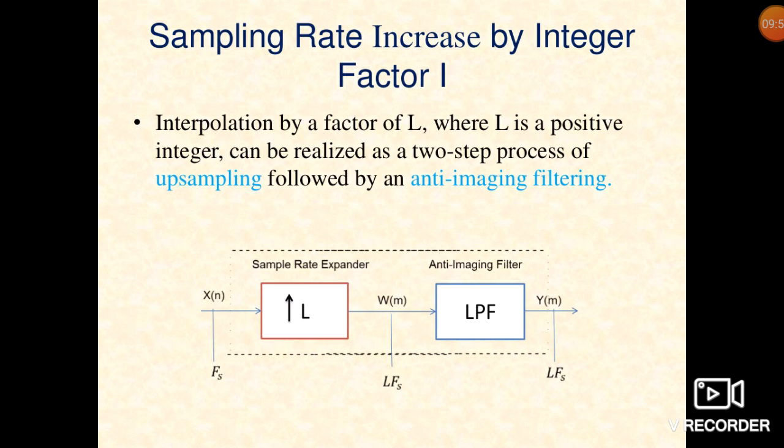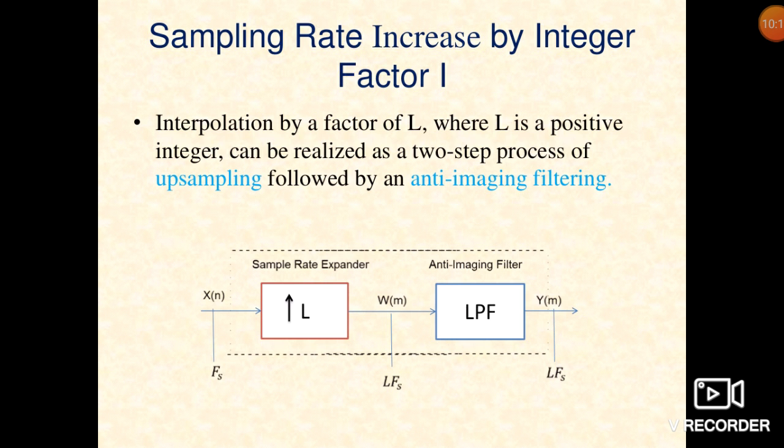And now we are going to see interpolation. Interpolation is the quite opposite of decimation. Interpolation also is the combination of two things, an anti-imaging filter and an upsampling part. As you can observe here, the up arrow with an L represents that it increases the frequency by a factor of capital L.